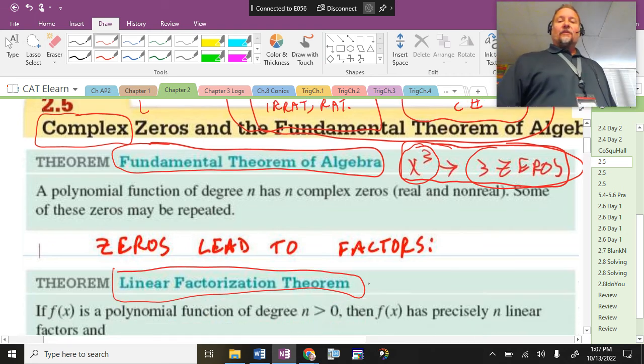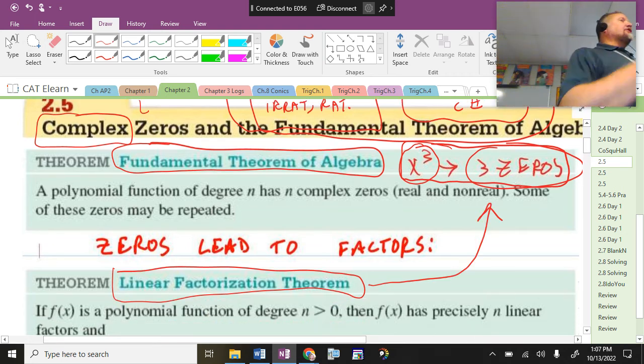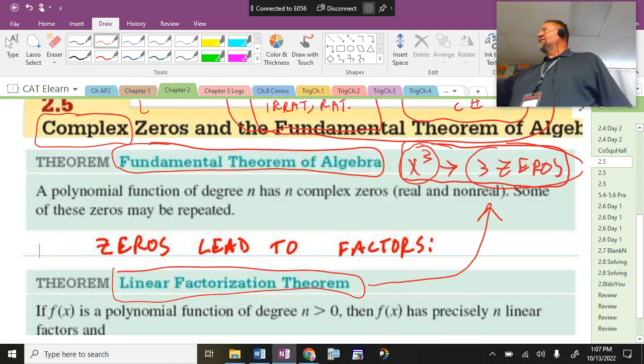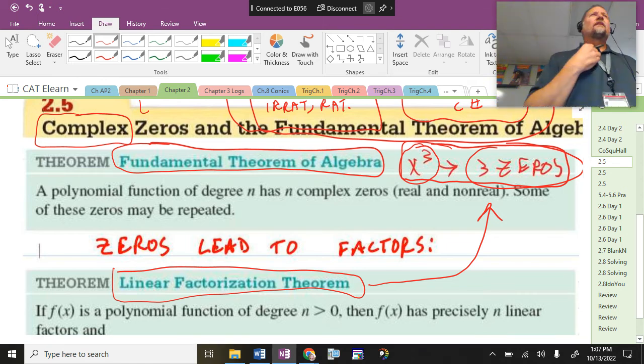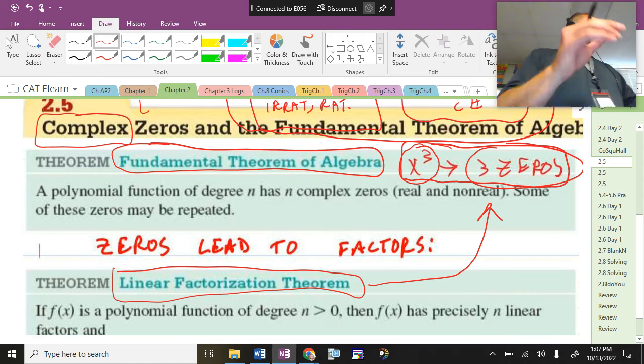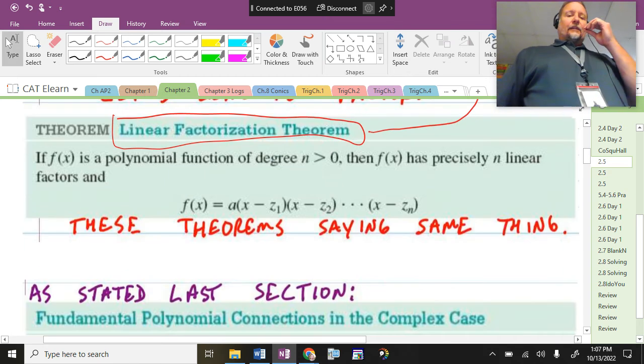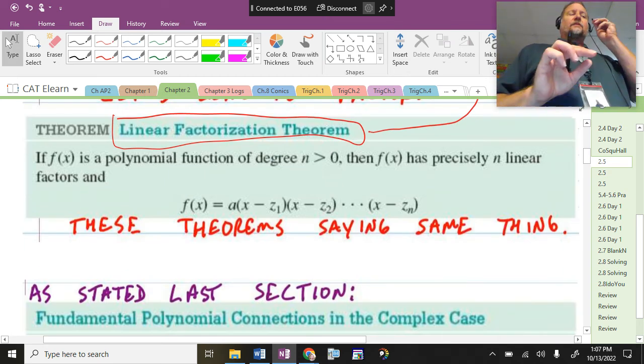Linear factorization theorem says the same thing. If I have an x cubed, I should be able to write that as 3 linear factors, x minus, x minus, x minus, whatever those solutions are. So not a big deal. But the fundamental theorem of algebra, we're going to talk about as we keep finding zeros of situations.